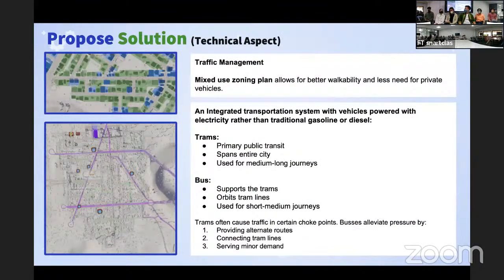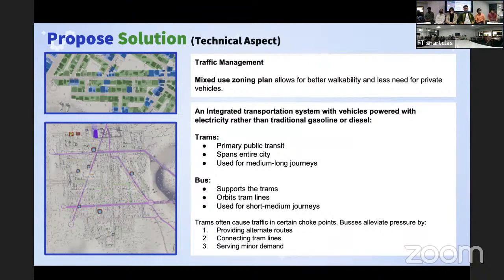Okay, our main problem is the use of personal transportation. Our solution is one technical aspect, namely traffic management using the mixed-use plan of commercial and residential, because it allows for better walkability and less need for private vehicles.